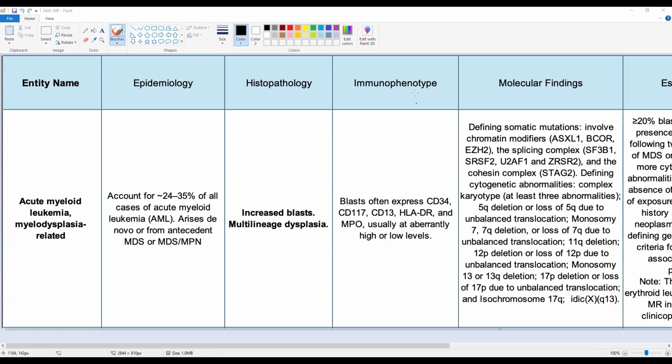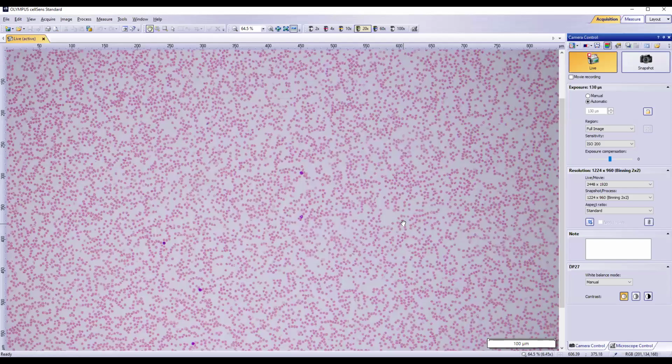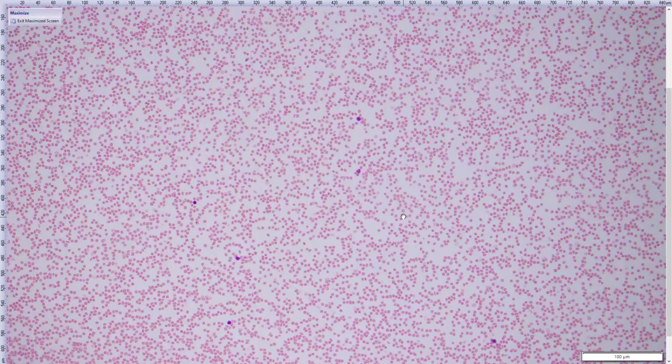Now, let me show you this case of a 52-year-old patient who presented with progressive shortness of breath and was found to have circulating blasts in the peripheral blood smear. So let's go around and have a look. As you can see, there are empty spaces between these red blood cells, so the patient is anemic. I don't see a lot of white blood cells, so the patient is leukopenic.